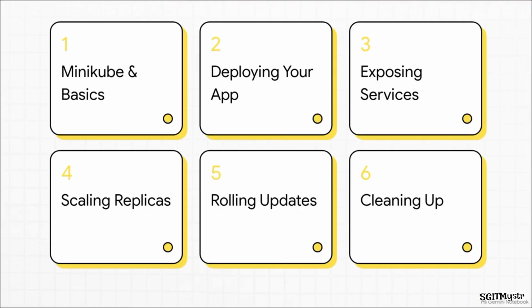Here's our quick step-by-step roadmap for today. We'll kick things off with Minikube and Kubernetes basics, deploy your very first app, and then expose it using load balancer services. Next, we'll scale up your replicas, execute some zero downtime rolling updates, and finally, clean up our resources. We'll cover the core theory and immediately back it up with the exact practical commands you need. Let's get right into it.